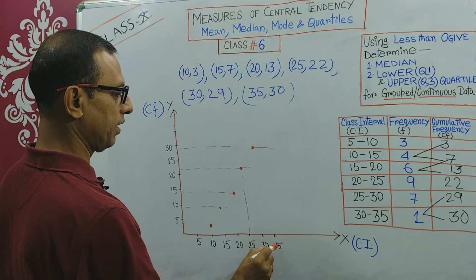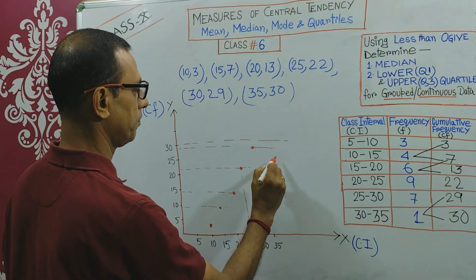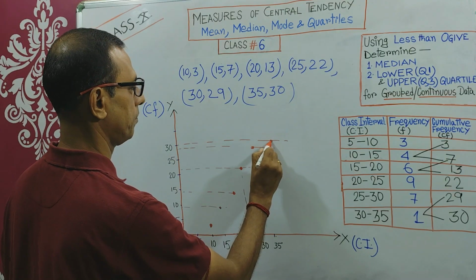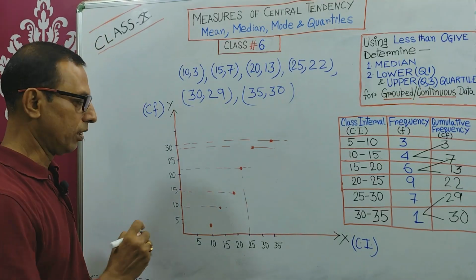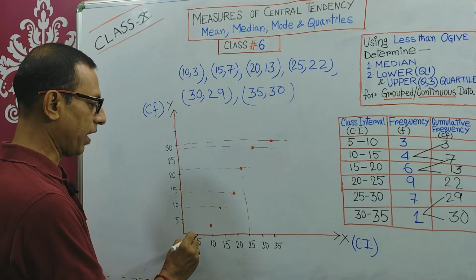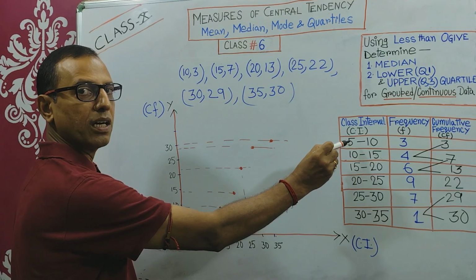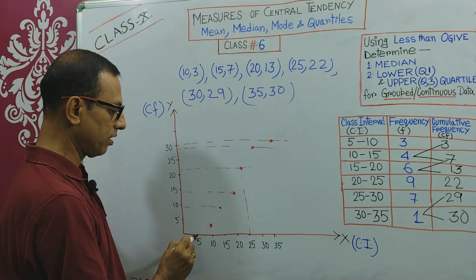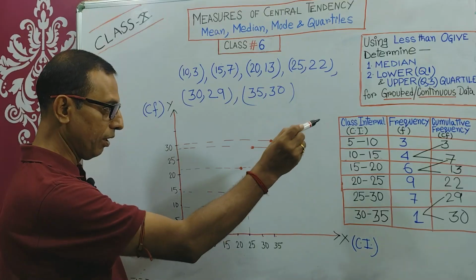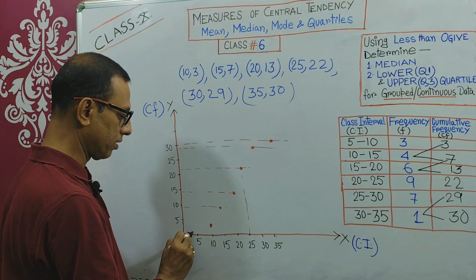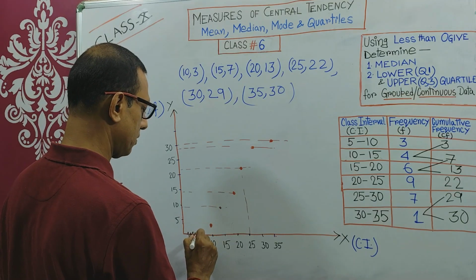And 35, 30. Now, if we adjoin all these points, starting from 5, 5 is the lowest value which has the frequency, assuming it is 0, less than 5. So below the lowest point, you will do like this. So the curve will be like this.